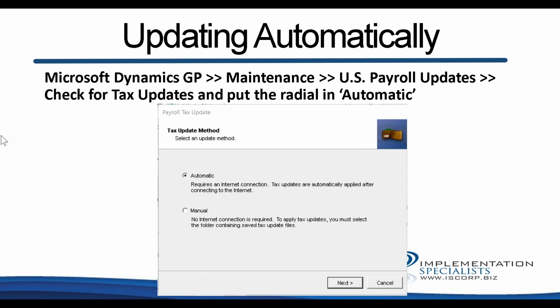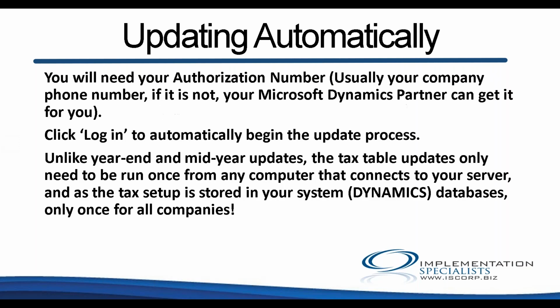Once you come here, if you're going to do the automatic one, you just keep the radio button on automatic. It should default to that. If not, click on it, then click Next. You'll need to enter in your authorization number. Usually this is your company's phone number. If it's not, your partner can get it for you.